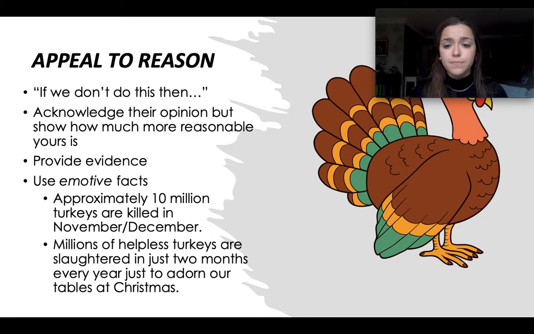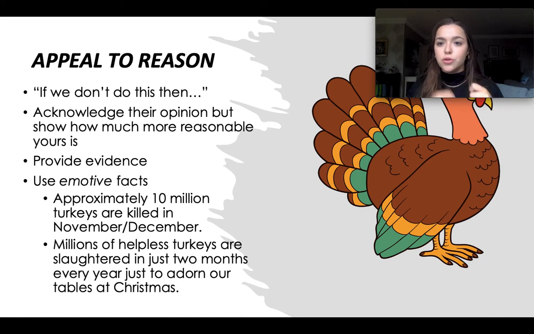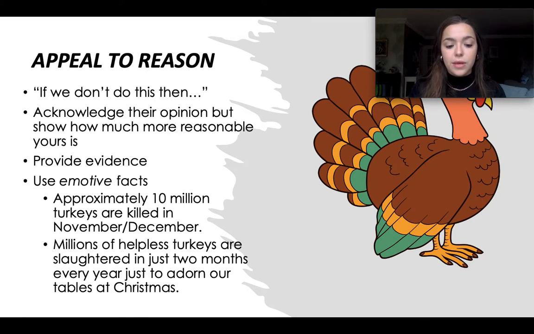We've got this example of approximately 10 million turkeys are killed in November and December each year. We turn that into an emotive fact just by changing a few of the bits of vocabulary. So, millions of helpless turkeys are slaughtered in just 2 months every year just to adorn our tables at Christmas. We're saying the same information, we're just saying it in a way which I say pulls on heartstrings. So you want to do that pulling on heartstrings approach, use emotive vocabulary, those emotional words like helpless, slaughtered instead of killed. That's a good example of seeing how we can change our vocabulary to make our facts more emotive.